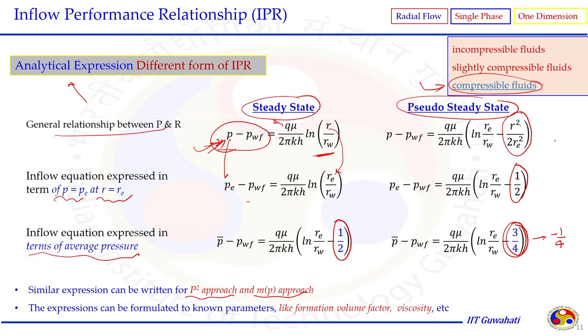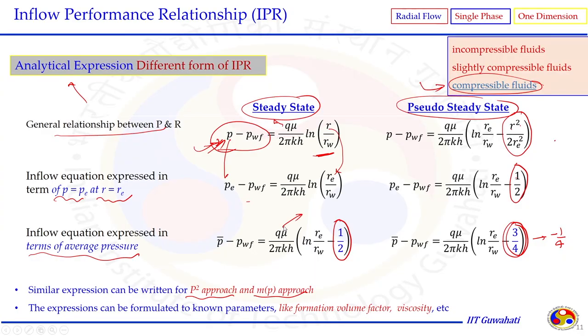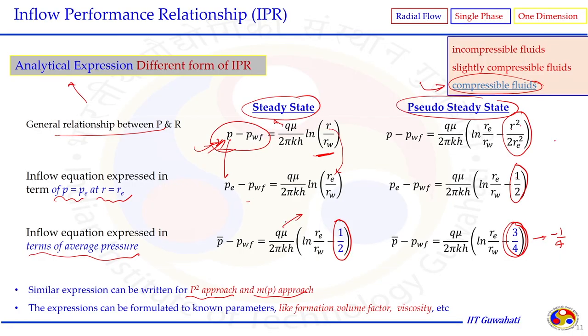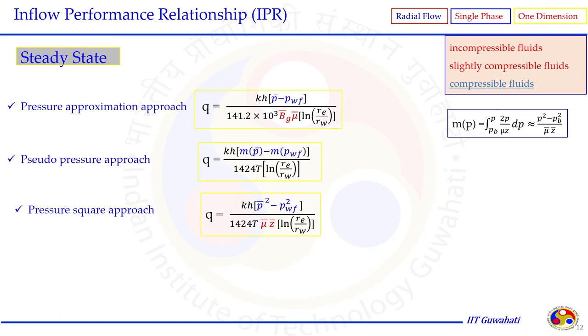The expression can be formulated in terms of parameters like the formation volume factor or the viscosity. So here we are seeing the expression formulated in terms of mu. We can replace this mu with the help of the volume formation factor for the compressible fluid, that is B is equal to 0.005. We can express it in terms of the volume formation factor B. As for the compressible fluid, as I was mentioning, we can write the expression for the P approximation, the pseudo pressure approximation, and then the P square approximation.